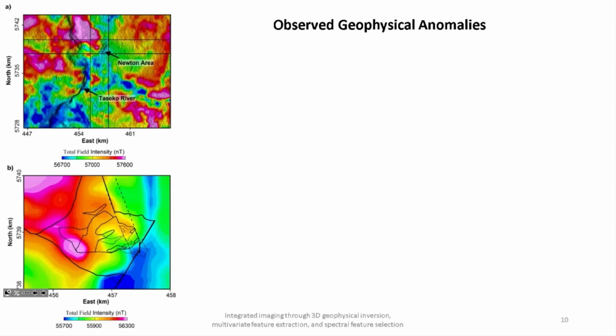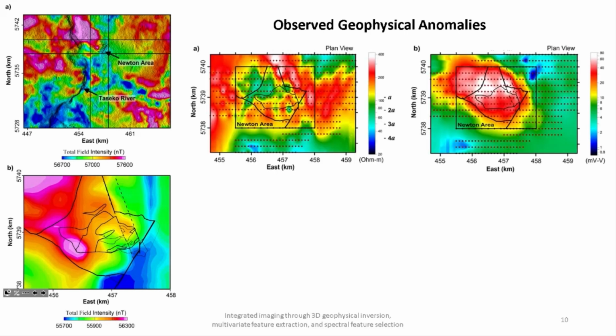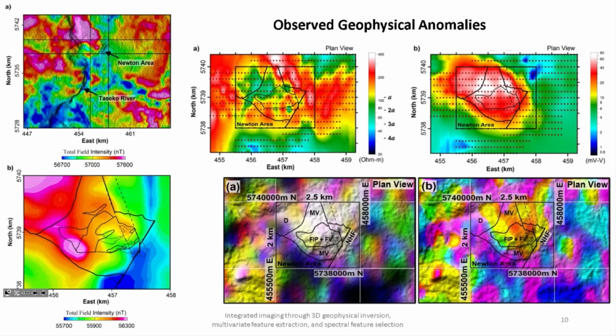The observed geophysical anomalies are magnetic total field intensities on regional and deposit scales, apparent electrical resistivities, apparent IP chargeabilities, and radionuclide concentrations that are displayed as red, green, blue images, RGB images. As can be seen on the RGB images, red indicates potassium, green indicates thorium, and blue indicates uranium. The white area, which is a combination of all three colors, indicates high concentrations of all three radionuclides.